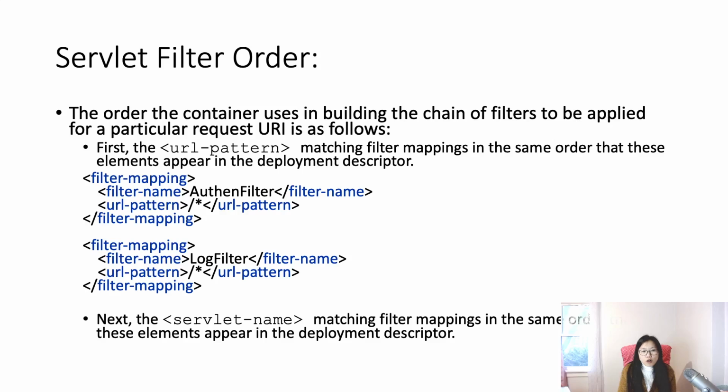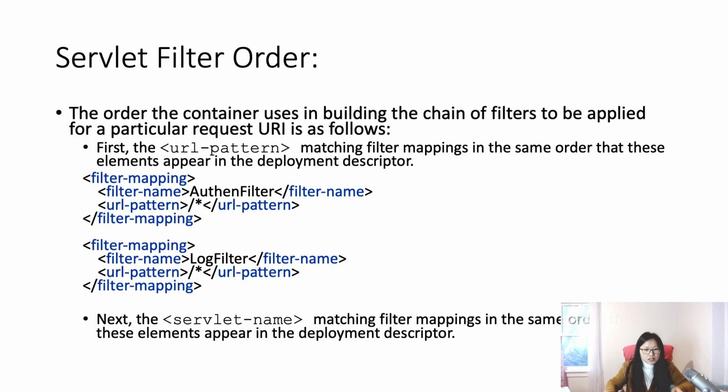The order that the container uses in building the chain of filters to be applied for a particular request URL is given by the order I listed here. First, it will use the URL pattern matching filter mappings in the same order that those elements appear in the deployment descriptor.